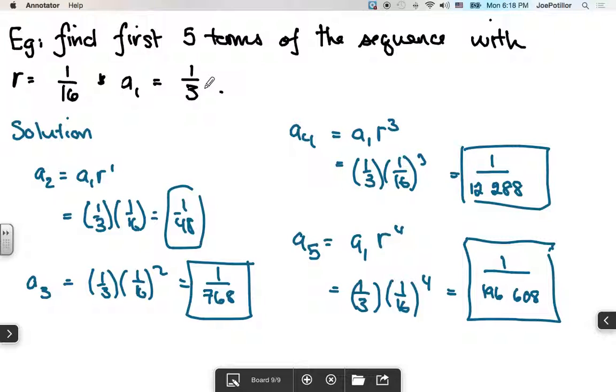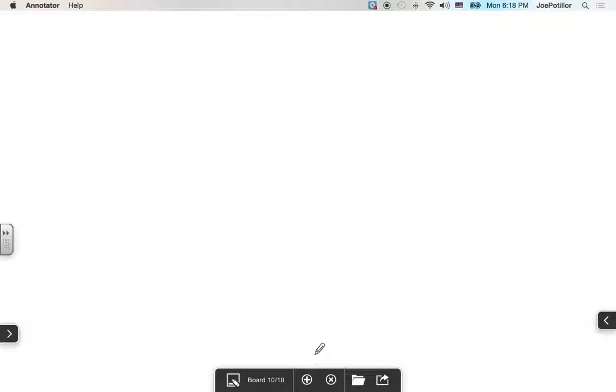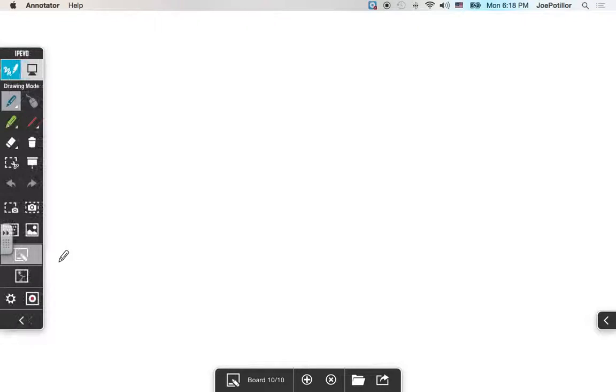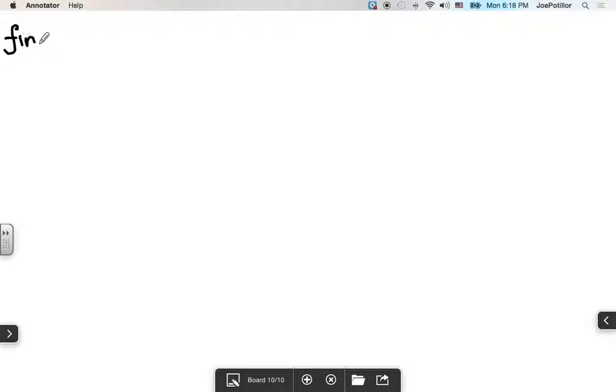Alright, so continuing on, we can also find any term of the given sequence depending on what I give you. Let's say, for example, I am a jerk and decide to give you a problem like this. So find the 50th term of the sequence.